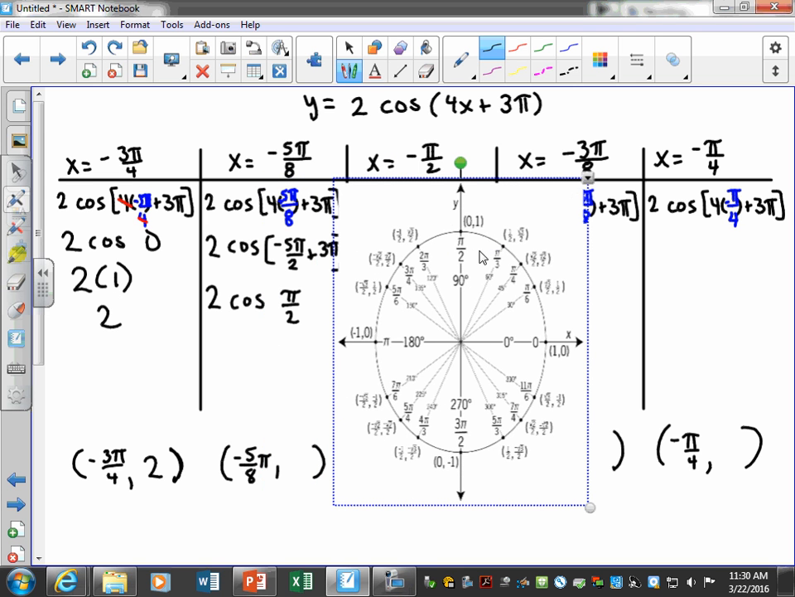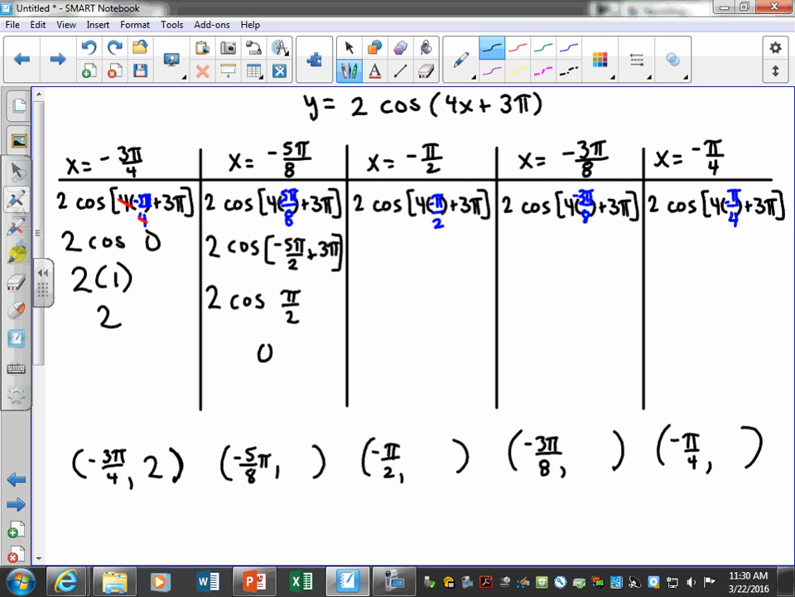Cosine of pi over 2. What's the x value at pi over 2? 0. Good. So we'll plug in 0 for cosine of pi over 2. And then the last step is to multiply by negative 2, which is just 0.